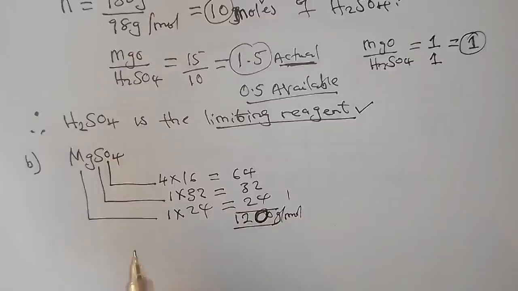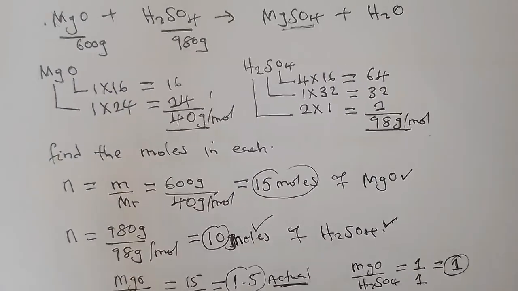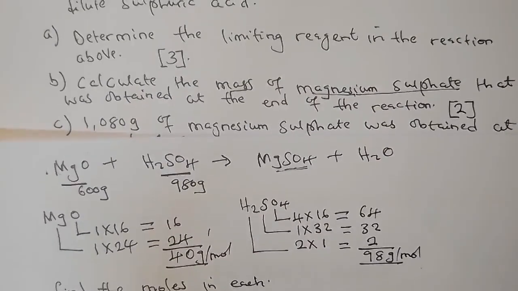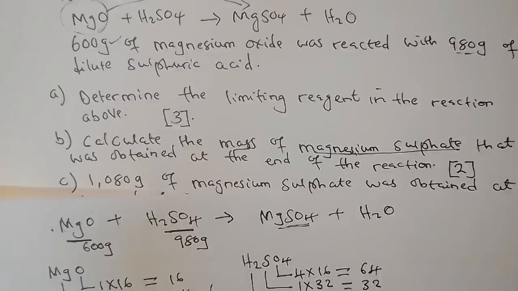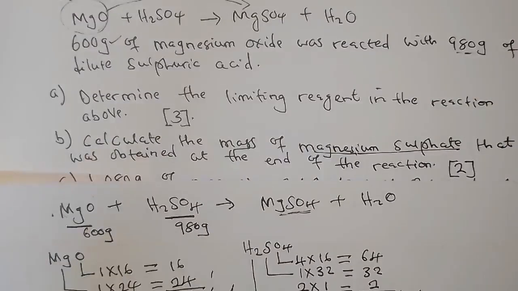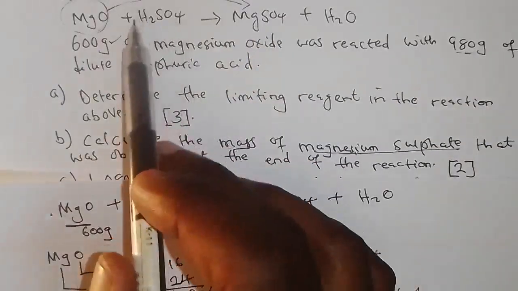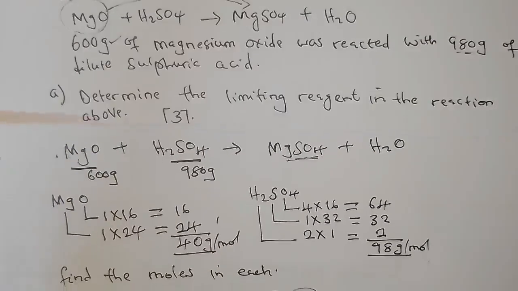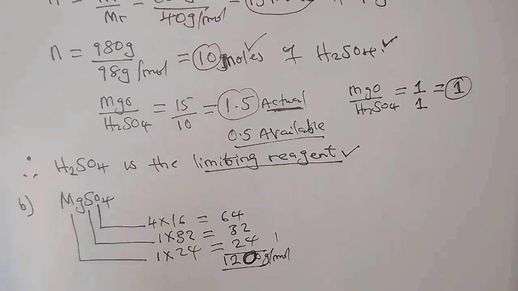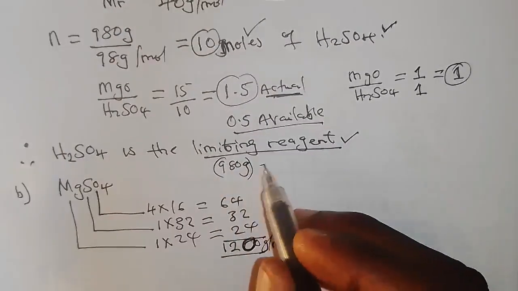So what we're going to use is the comparative method. We know that the sulfuric acid, which was the limiting reagent, they gave us 9.8 as the mass of the sulfuric acid, and you are going to use this mass in order to find the mass of magnesium sulfate, since sulfuric acid is the limiting reagent.